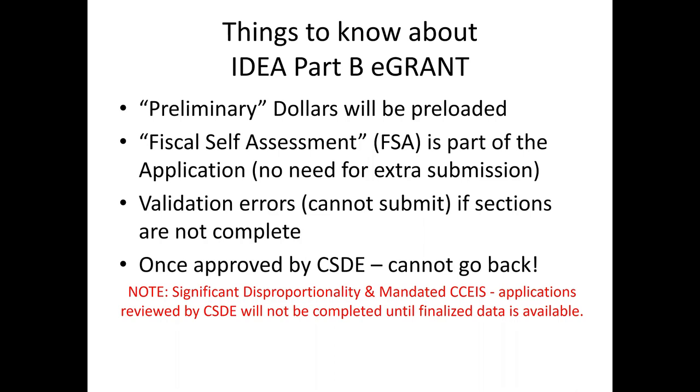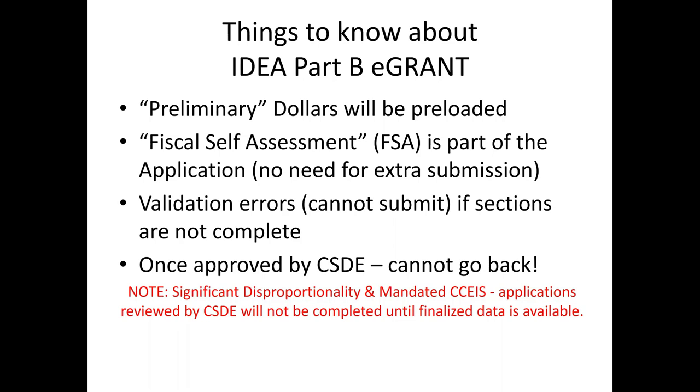So the preliminary dollars are actually going to be your FY20 dollars that you're going to be making your budget from and putting into the FY21 application. That is then adjusted later on when the real numbers come down, when the final award is done. And then again, there's sometimes an adjustment that needs to be made. There is part of the fiscal self-assessment. It's part of our fiscal monitoring. Before, this was a separate piece that we've now been able to bring into the application itself.